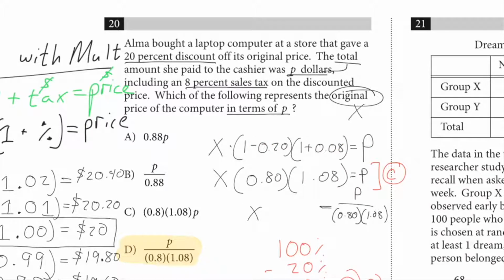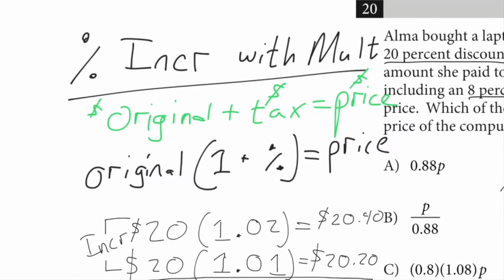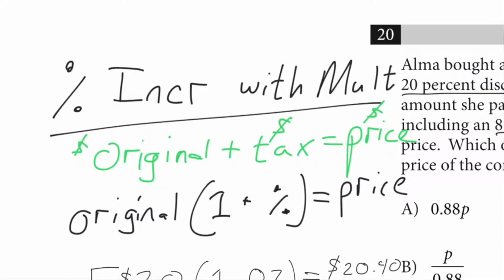Let me explain this equation. Little backstory. There are two ways of increasing a price. You can increase the price with addition. The original plus the tax is equal to the total price. But that's not going to help you at all here. What you really need is original times 1 plus the percent is equal to the price.